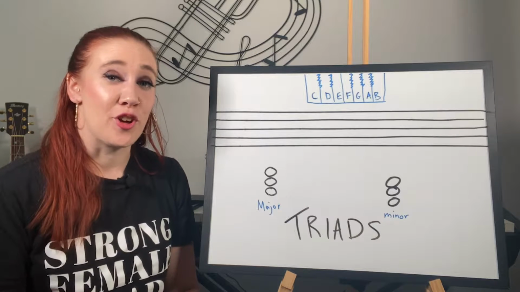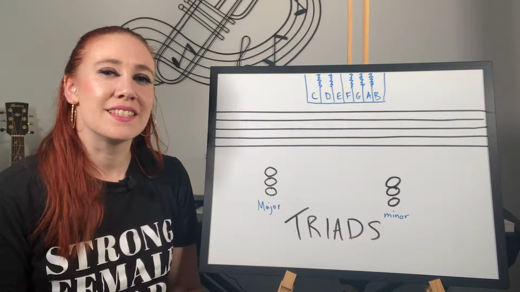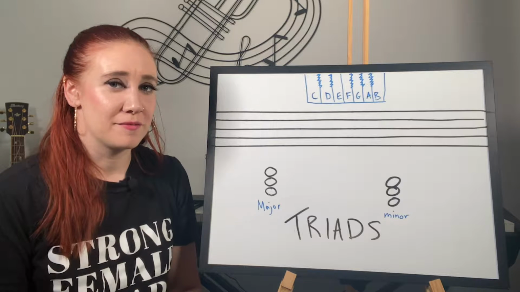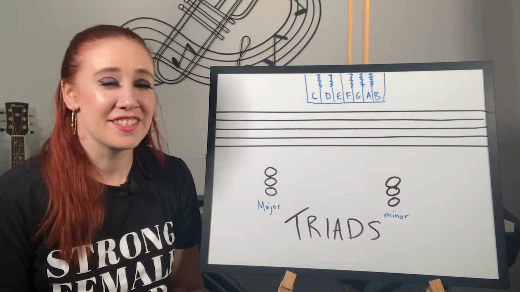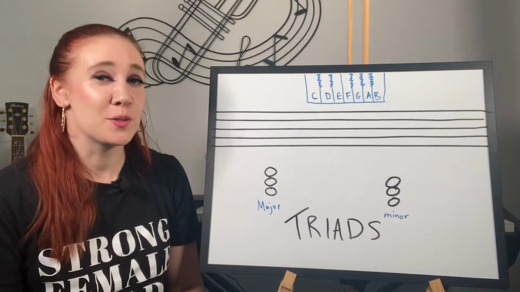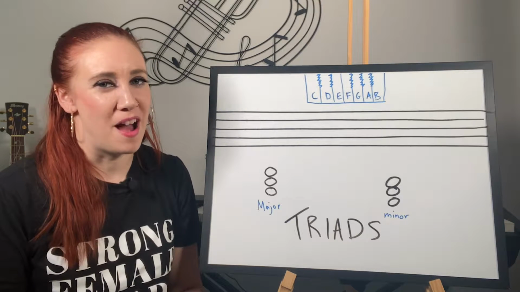Our major and minor triads both have 3 notes, but what's different between them is the distances between those notes. The distances are all thirds. Like triads, there's 3 notes. The distance between is a third. But is it a major third or a minor third?